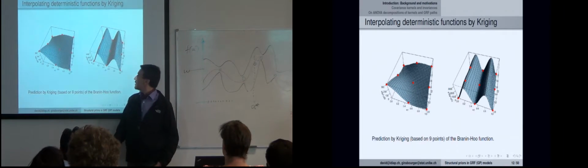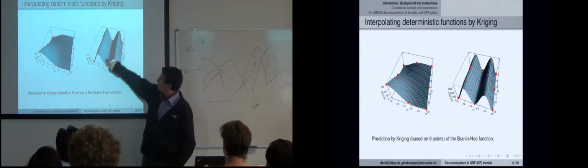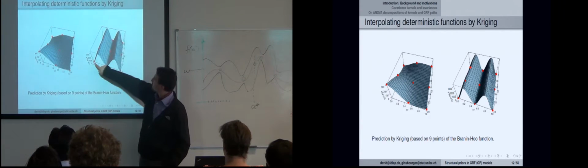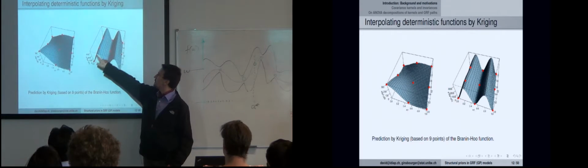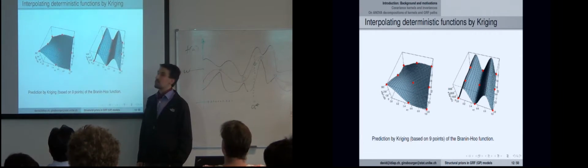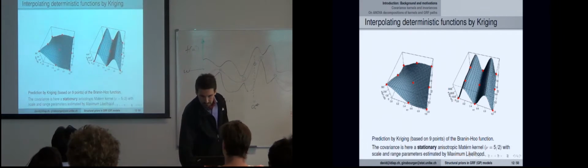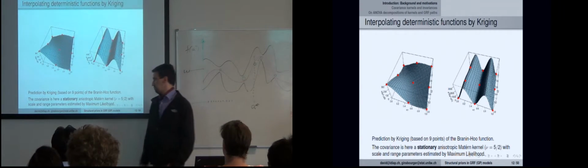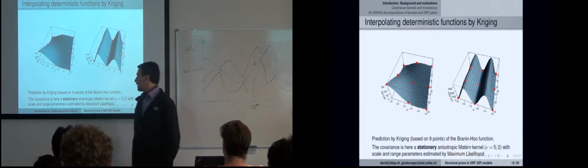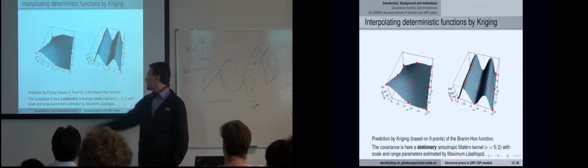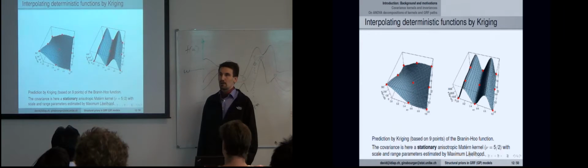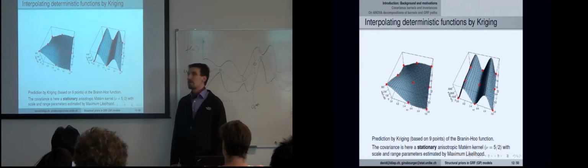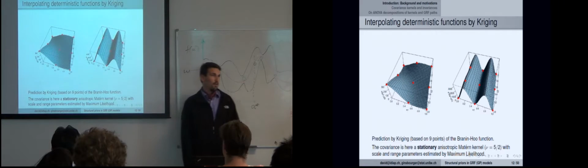To take an example in 2D, now you have these nine red points together with the surface, which is the prediction, and you have a Kriging variance, or prediction variance, that tells you basically that you know what happens at the points, but you don't know what happens between the points. The way the uncertainty varies in space is anisotropic in this case. This is driven by the covariance kernel, which has been chosen a priori. Here it's the stationary anisotropic Matérn kernel with parameters estimated by maximum likelihood. In this talk, we will be concerned about the implications of choosing the kernel.